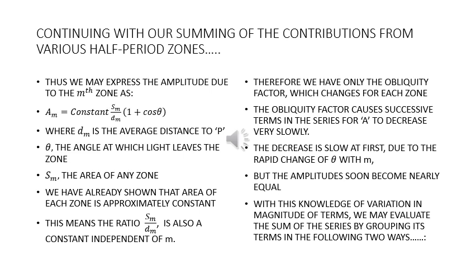The obliquity factor causes successive terms in the series for A to decrease very slowly. The decrease is slow at first due to the rapid change of theta with m, but the amplitudes soon become very nearly equal. With this knowledge of variation in magnitude of terms, we may evaluate the sum of a series by grouping its terms in the following two ways.